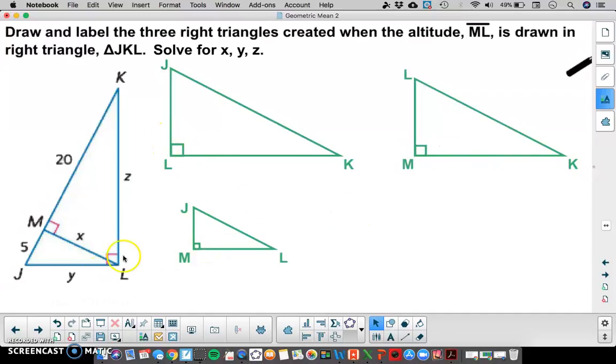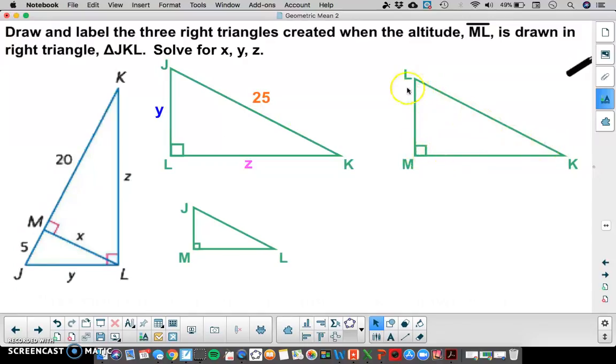Now we know these are all similar because it's an altitude drawn inside a right triangle. We looked at the last example where we proved those triangles were similar. Whenever that happens, those triangles are always going to be similar. So when the altitude of a right triangle is drawn from the right angle, it creates those three similar right triangles. Now what you need to do is label the pieces. Well, in the larger triangle, we have the two legs, JL, which is Y, LK, which is Z, and JK is actually these two pieces put together, so it will be 25.